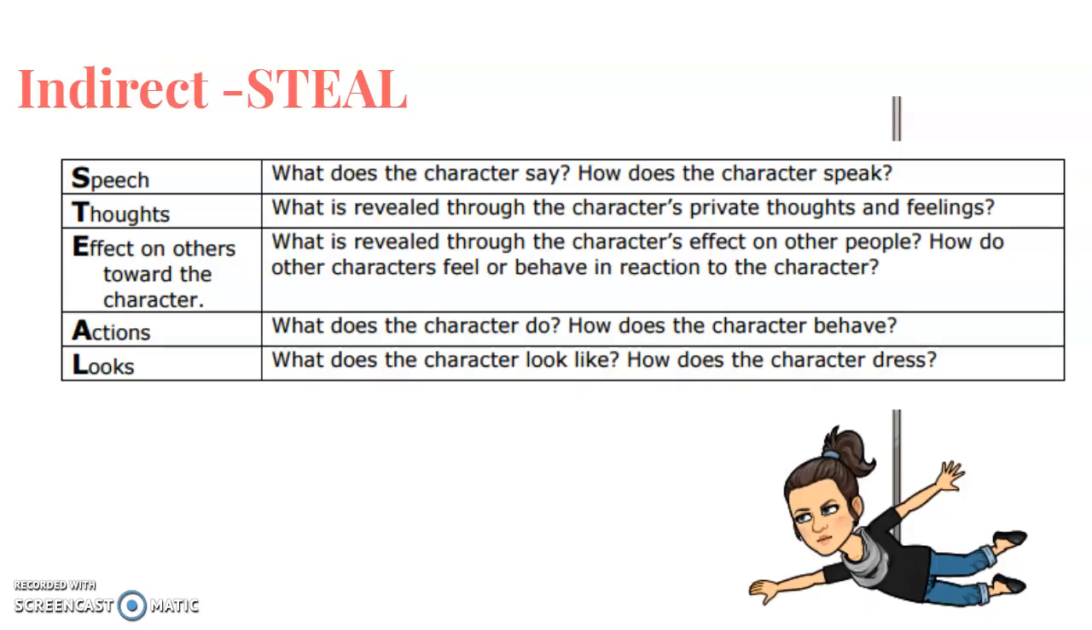Next, we can look at their actions. So what do they do? And how does the character behave? So again, if we look back at that student who never talked unless their hand was raised or unless they were called upon, you can start to get a picture of who that is, versus if that character was somebody who shouted out all the time. Finally, looks. What does the character look like? How do they dress? Because again, those are things that can tell us a little bit more about somebody.